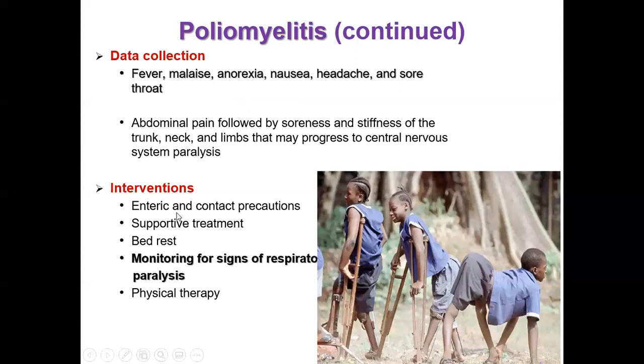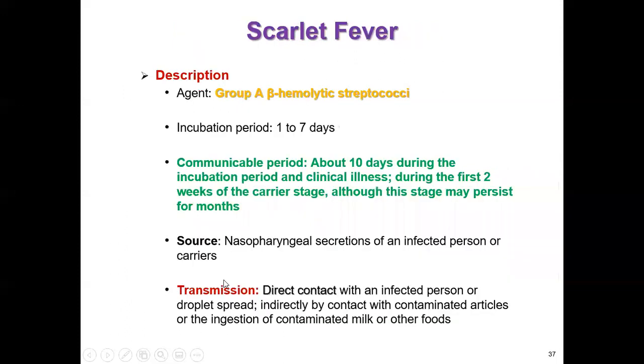So what are the interventions? First of all, maintain contact precautions and supportive treatment, bed rest, and monitoring for signs of respiratory paralysis. If the respiratory muscles are paralyzed, respiration becomes difficult and the patient may die. Also provide physical therapy.